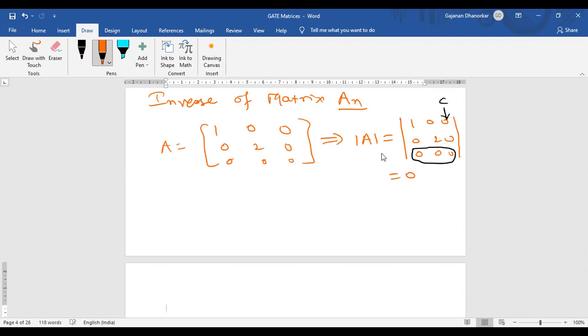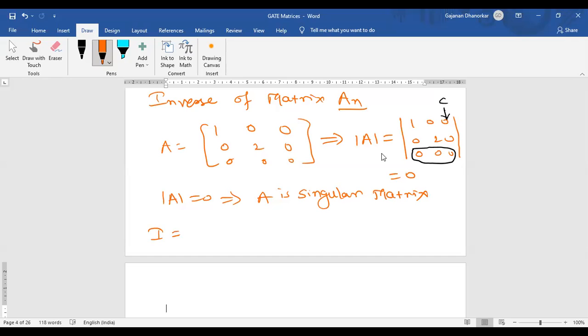No need to calculate directly. We are getting that this matrix's determinant is zero. If the determinant of this matrix is zero, again remember we are talking about determinant for a square matrix, then this matrix is singular. Okay, A is singular. Suppose I have this identity matrix.